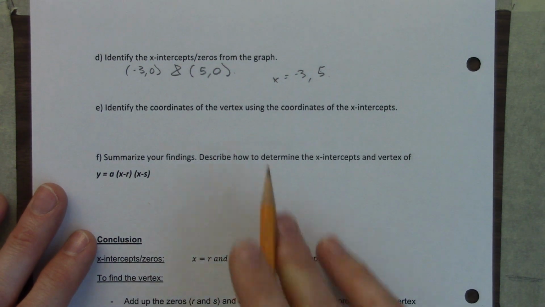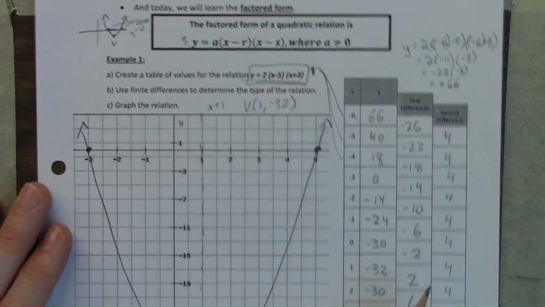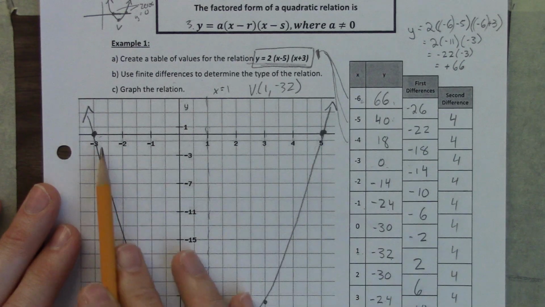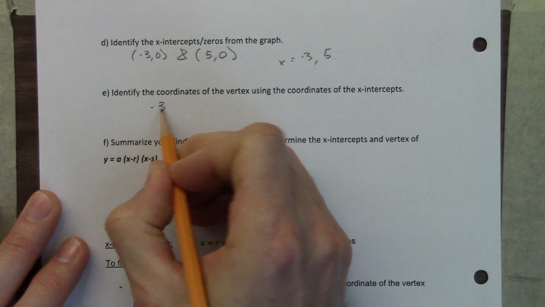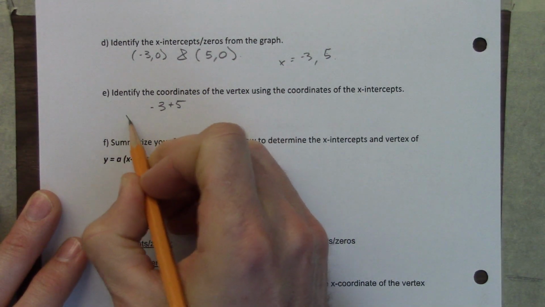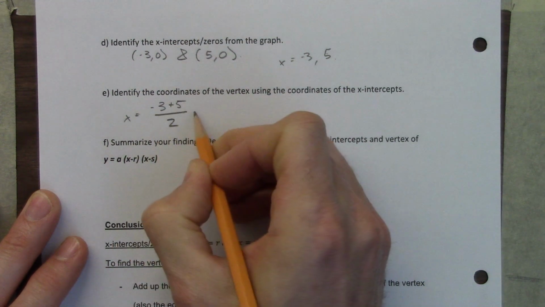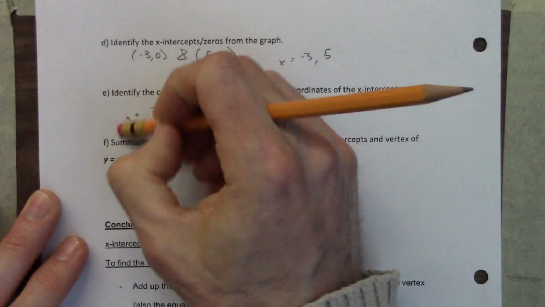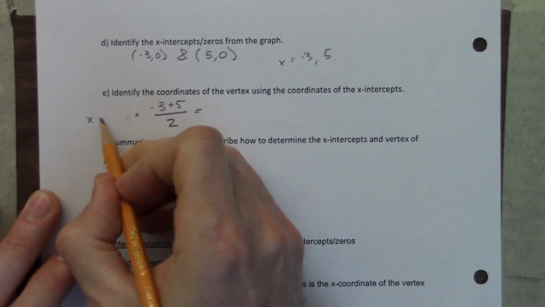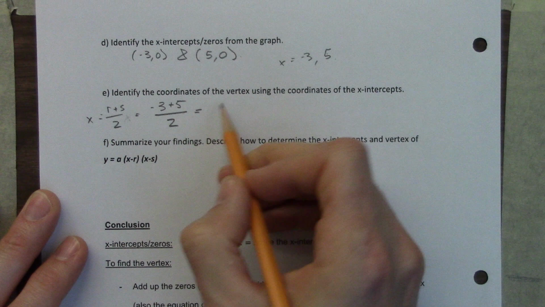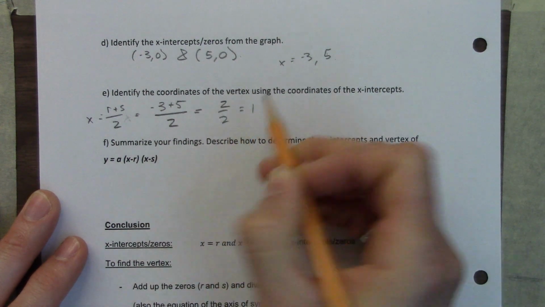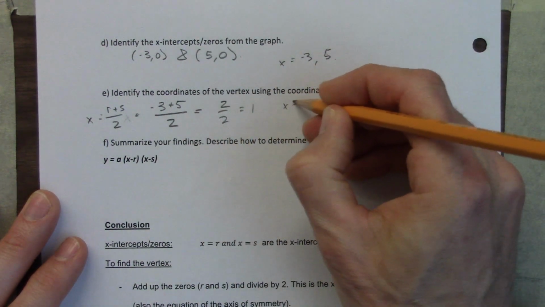Identify the coordinates of the vertex using the coordinates of the x-intercepts. So the x-intercepts, this is exactly what I was talking about. The first thing you would do is find the axis of symmetry. You would take -3, add it to 5, and divide it by 2. This is r plus s divided by 2. So we get 2 divided by 2 is equal to 1. So our axis of symmetry is x equals 1.